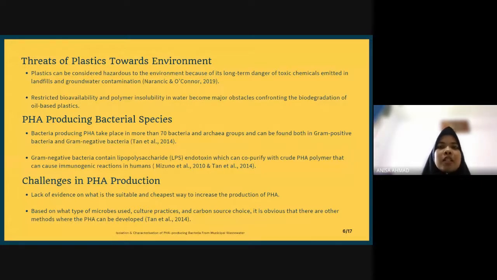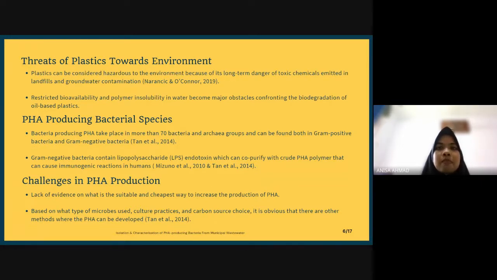PHA-producing bacterial species have been found in more than 70 bacteria and archaea groups, which can be found in gram-positive bacteria and gram-negative bacteria. Gram-negative bacteria contain lipopolysaccharide (LPS) endotoxin, which can co-purify with the crude PHA polymer and cause immunogenic reactions in humans. Thus, gram-positive bacteria are mostly used in biomedical applications compared to gram-negative bacteria.